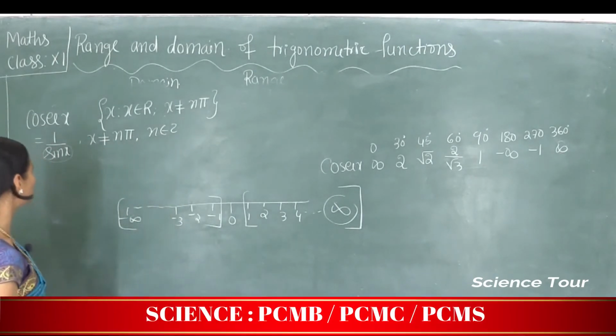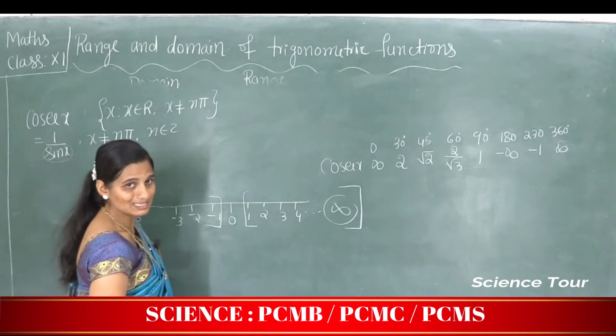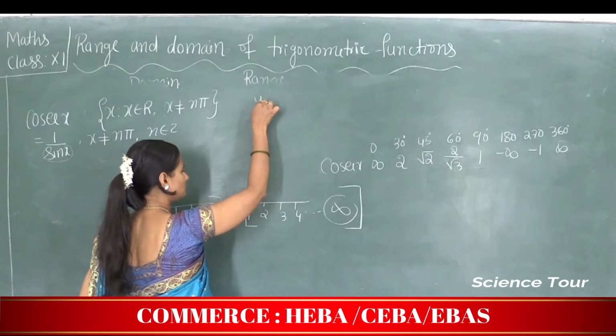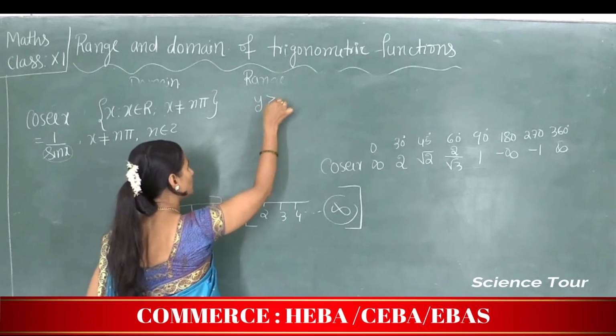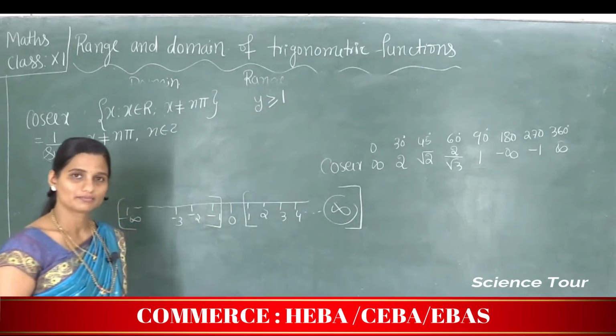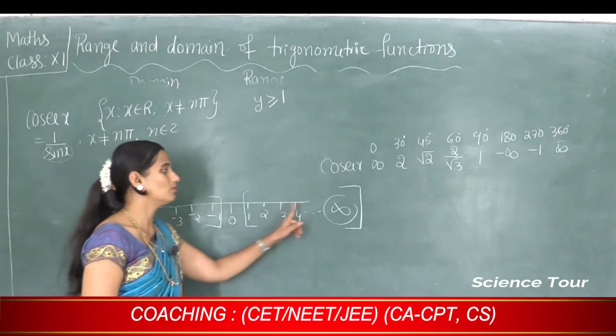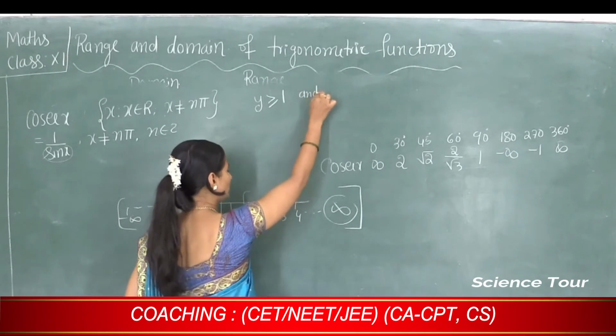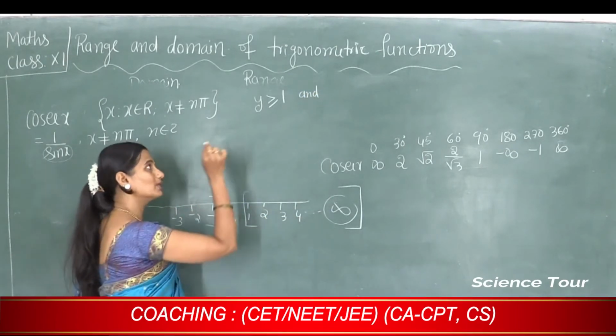Then how to write the range of this one? I am writing the range as, see, y is greater than or equal to 1. Is this correct? y is greater than or equal to 1, which means what are the points?